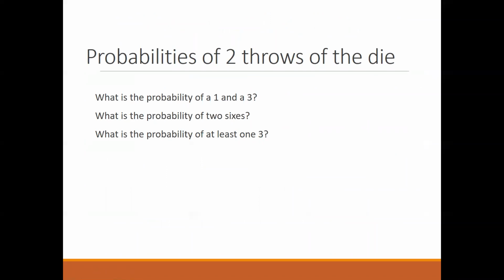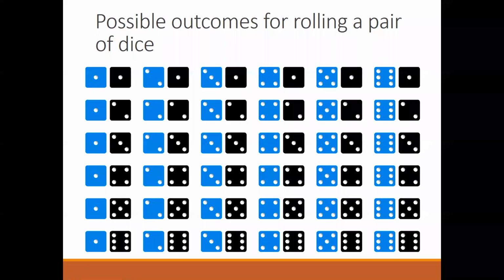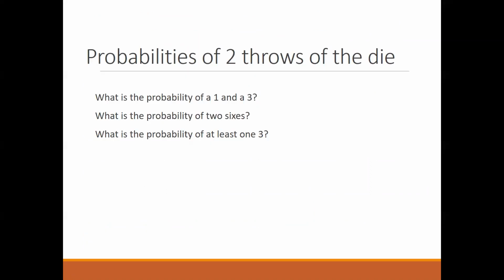2 by 36. Okay. Simply, you can go back here. You can see there's only 1 and 3 here. And the other one is here, 3 and 1. Right? So there are only 2 possibilities divided by the total number 36. So 2 by 36. Great. What is the next one?